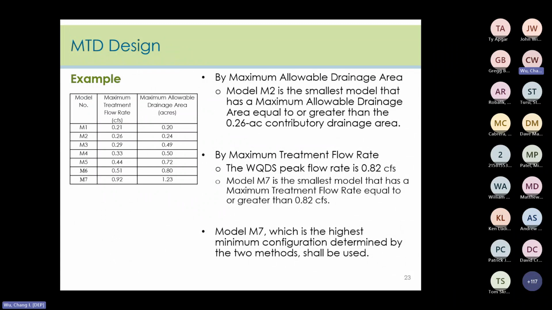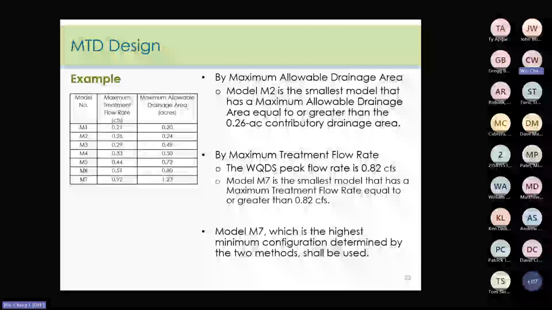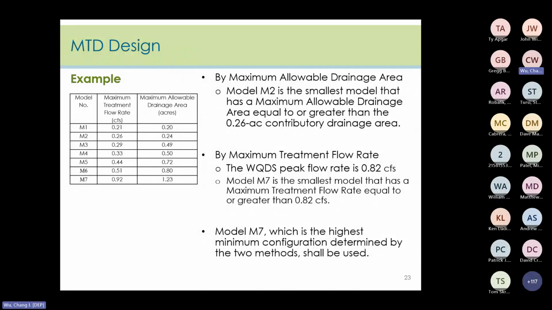So here is the continuation of the example. You can read it. Here, you can see that model M2 is the smallest model that has a maximum allowable drainage area greater than the 0.26 acres contributory drainage area. And then you check the WQDS. Model 7 is the smallest model that can provide the maximum treatment flow rate equal to or greater than 0.82 CFS. So between model 2 and model 7, model 7, M7, should be the MTD model selected for the project.